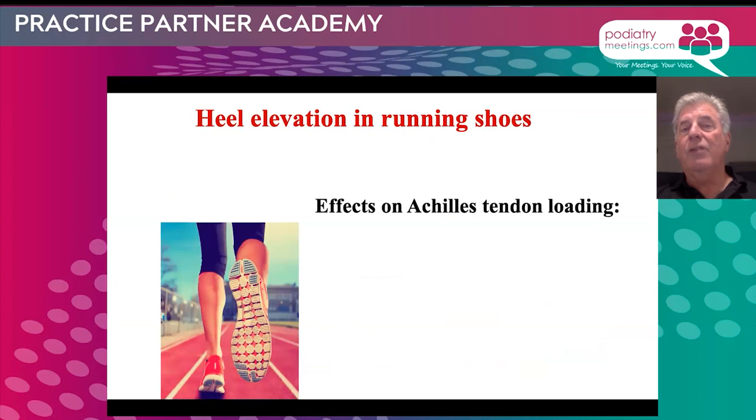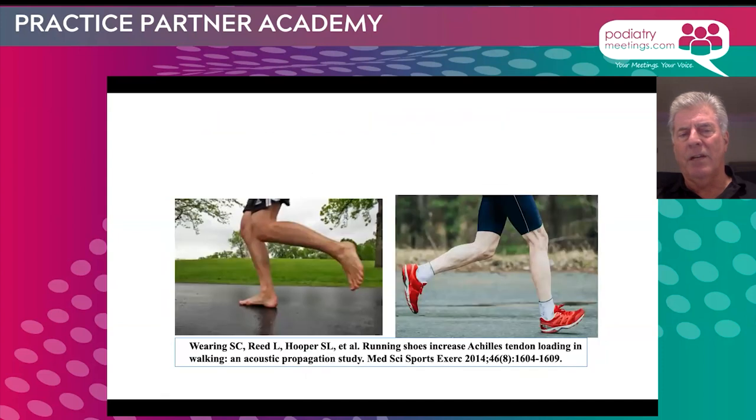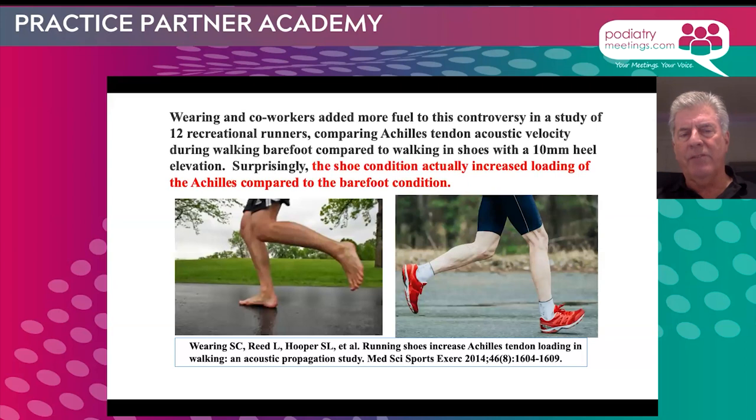When we look at running shoes alone and effects on Achilles tendon loading, there have been some interesting studies recently. And these definitely demonstrate not a mechanical response, but a physiologic response. This study that got a lot of attention 9 years ago, published by Scott Waring and his group in Australia, they compared subjects running barefoot to running in a 10 millimeter heel elevation standard running shoe, and they measured load of the Achilles with an acoustic velocity device. Surprisingly, the shoe condition increased loading of the Achilles compared to running barefoot.